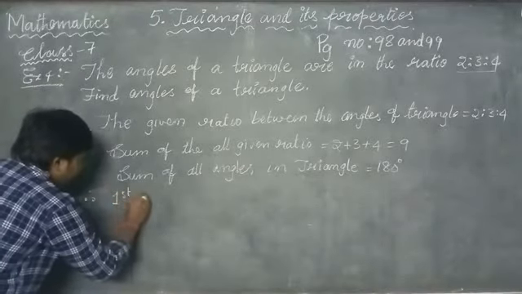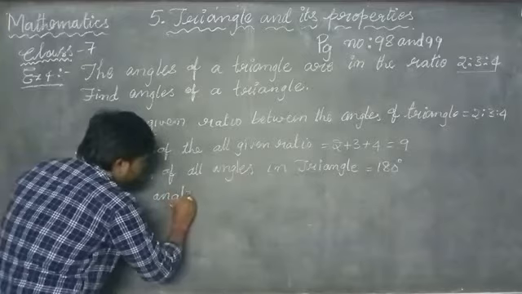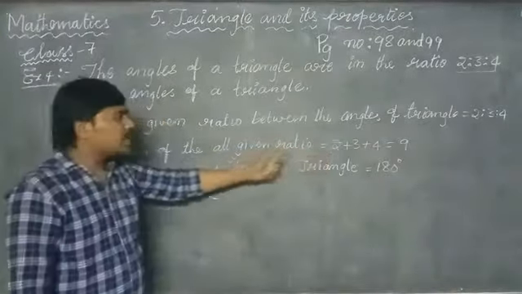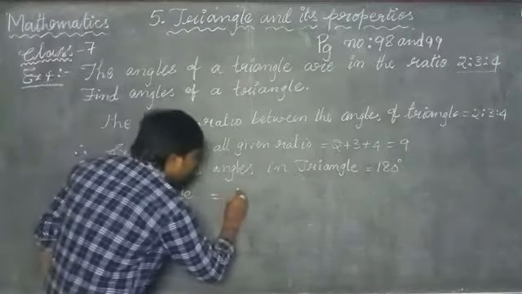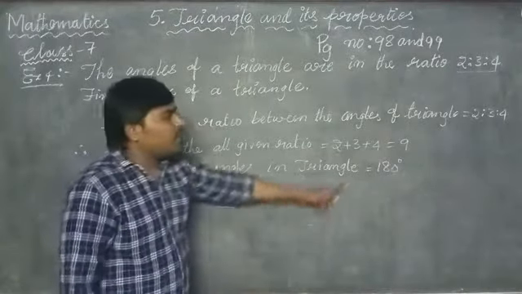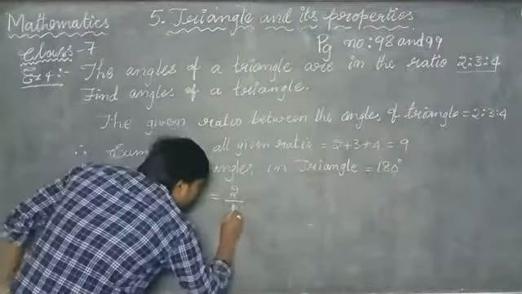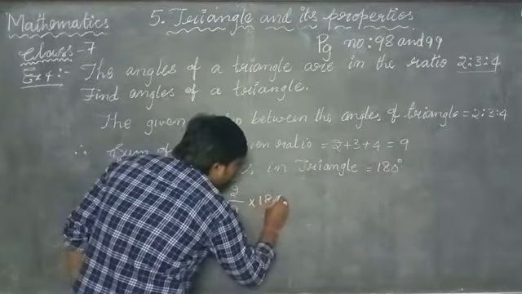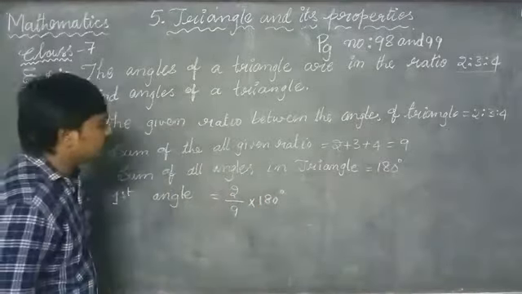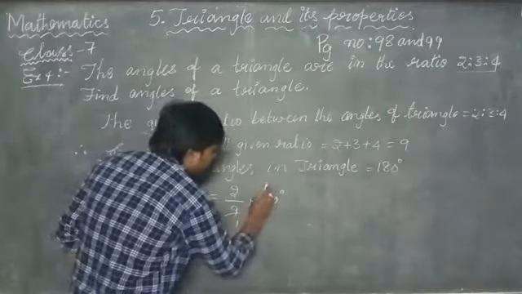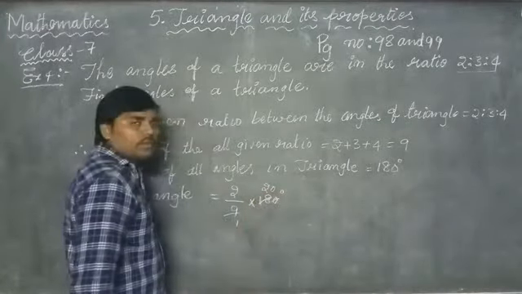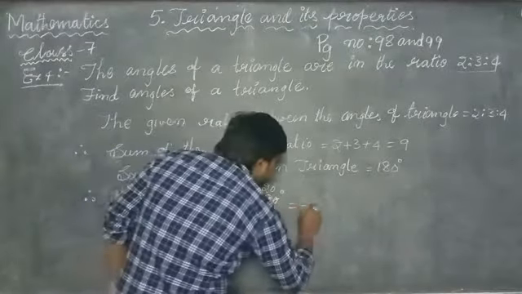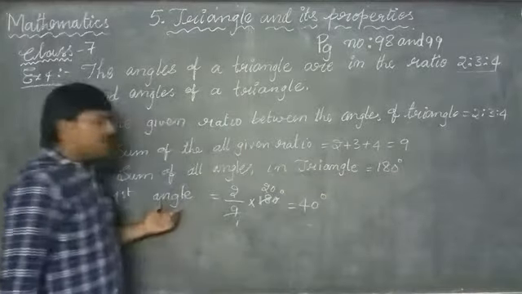Now we have to find the first angle. Here they have given two parts for the first angle. Two parts out of how many total parts? 9 parts. 2 out of 9, into the sum of angles in a triangle, 180 degrees. 9 twenties is 180. Then it will be written as 2 into 20, 40 degrees. The first angle is 40 degrees.